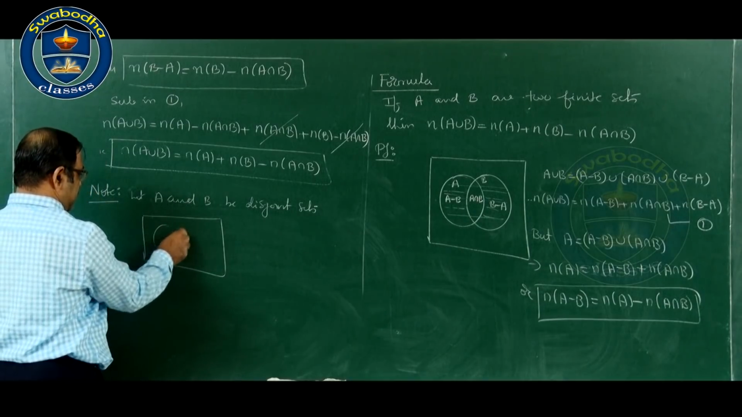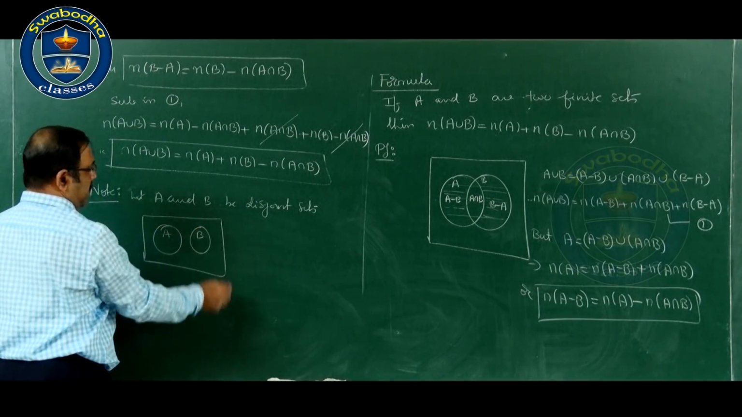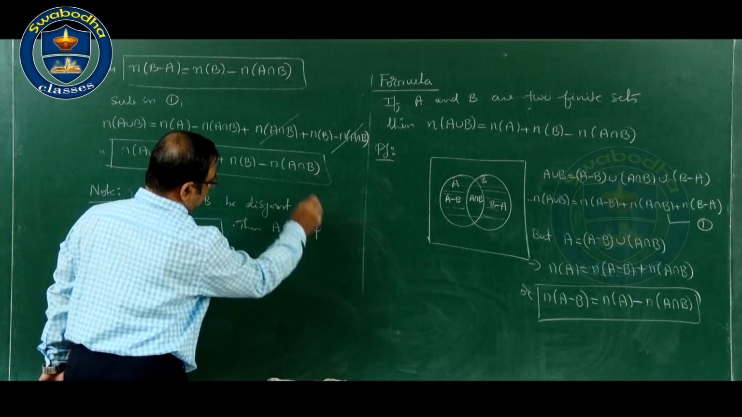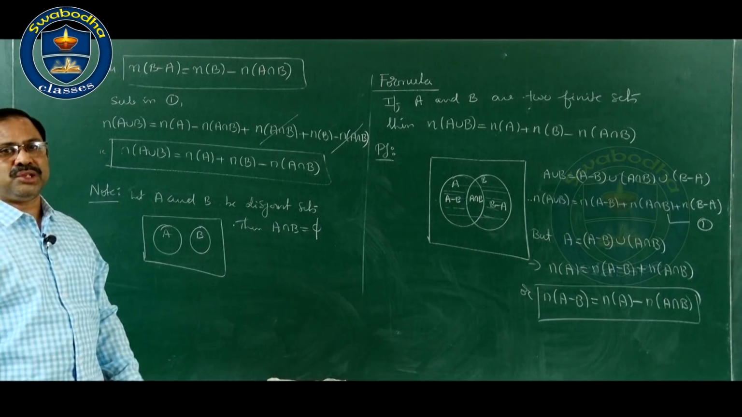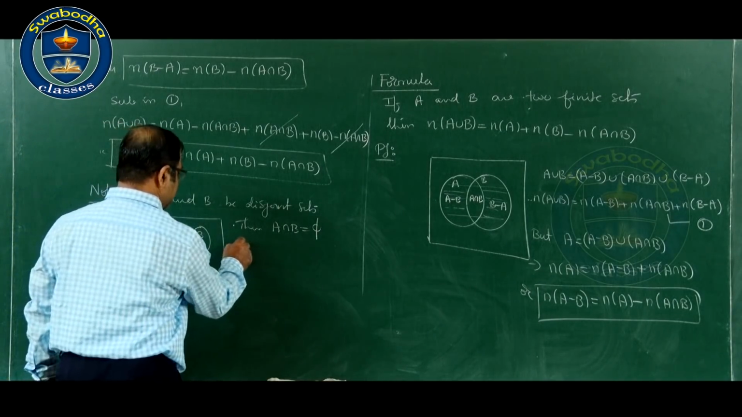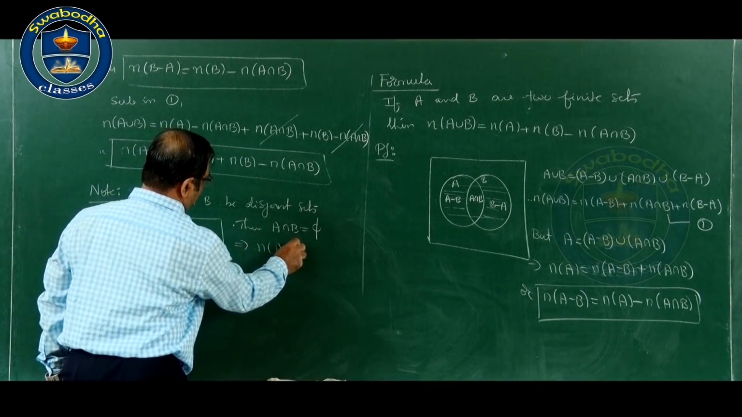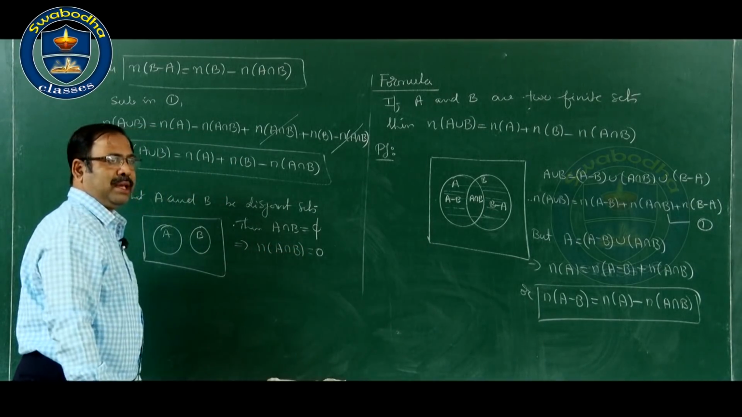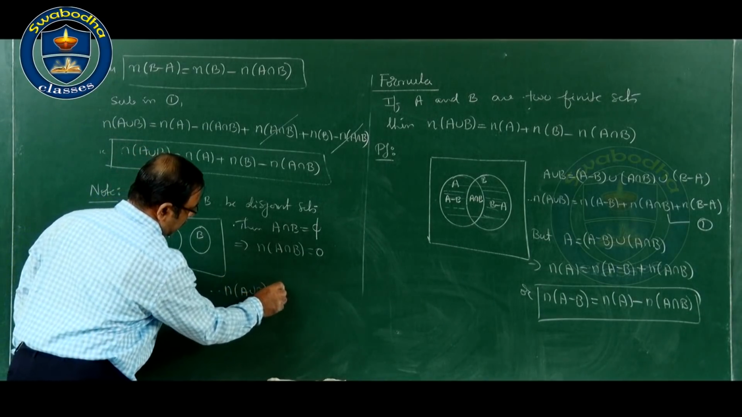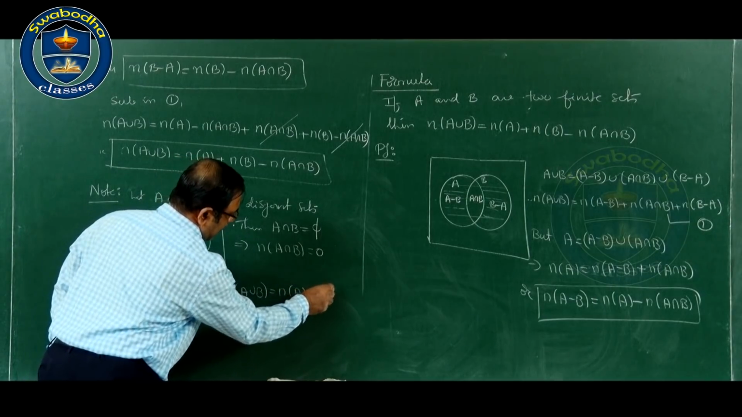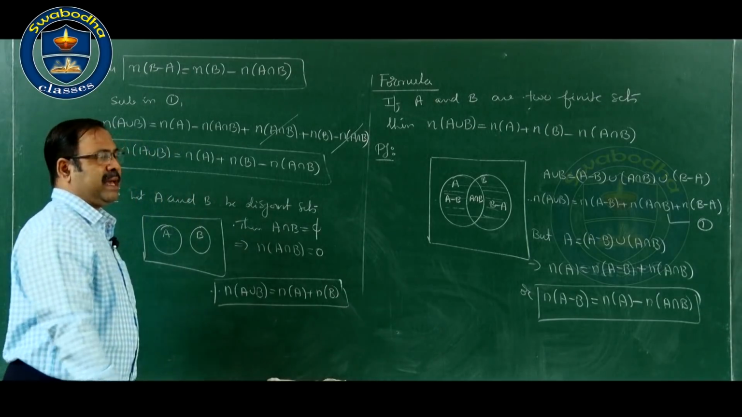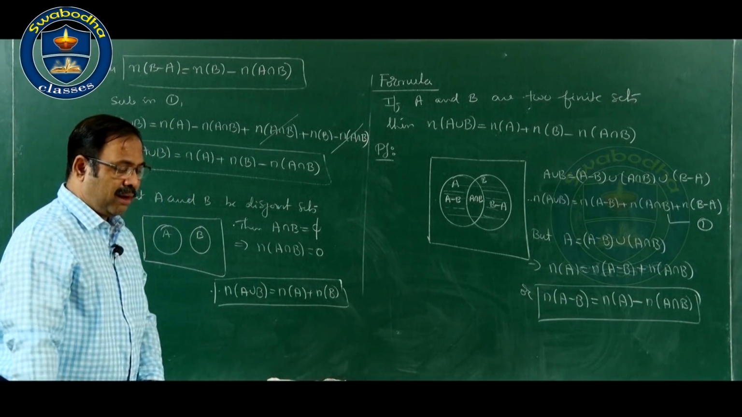See, this is A, B, then A intersection B. When two sets are disjoint, what about their A intersection B? Empty. This implies n of A intersection B is 0. Therefore, n of A union B is equal to n of A plus n of B.